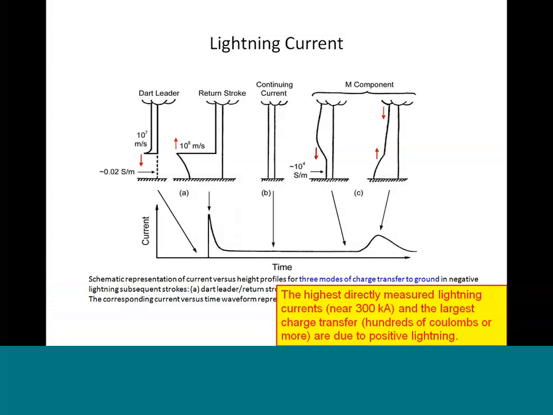The highest directly measured lightning currents, near 300 kiloamps, and the largest charge transfers, hundreds of coulombs or more, are due to positive lightning. So I will just review again: we have some 10% or less positive lightning and 90% or more negative lightning. Positive lightning is characterized by higher amplitude currents and higher rise times, and negative lightning by lower rise times and lower amplitudes. By the way, negative flashes are more frequent than positive lightning.